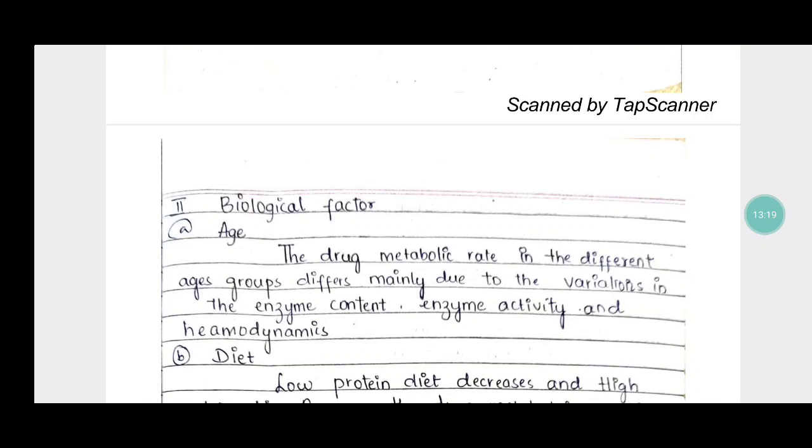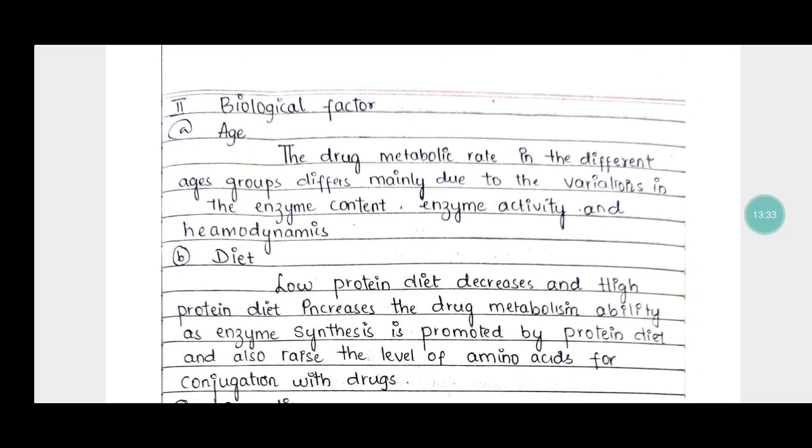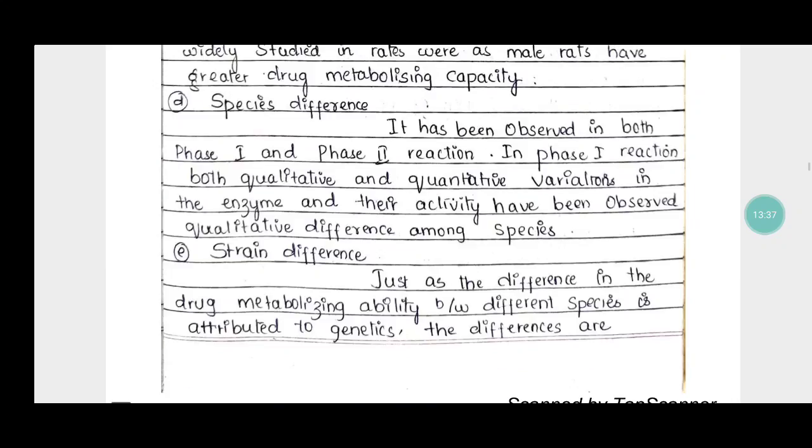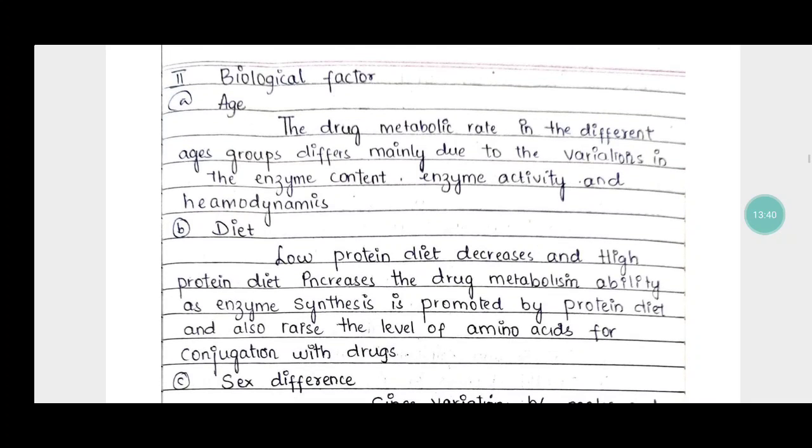Coming to the second point, that is biological factors. In biological factors, there are sub-parts: age, diet, sex difference, strain difference, and so on. The first one is age. The drug metabolic rate in different age groups differs mainly due to variations in enzyme content, enzyme activity and hemodynamics. Number 2, the diet.